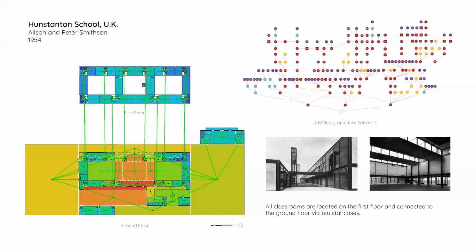As seen from the justified graph from the entrance, a large percent of the spaces are D-type, lying on multiple loops. None of the classrooms, which are indicated by squares, are dead-end spaces, since they are connected to the adjacent classrooms. The classrooms are also deeply located in the plan with respect to the entrance.